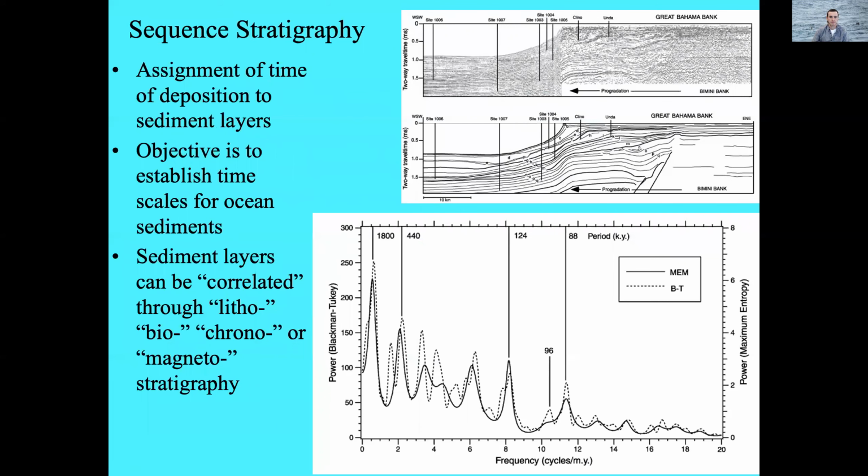So the way you do this is through sequence stratigraphy. So here we have a cross section of the Great Bahama Bank, and there are all these little sediment layers that you can see in these lines. And so using multiple cores drilled down, each of these lines represents a different drill site, you can try to establish uniform time periods between the layers measured. And the way you can do that is by using different types of correlation. So either lithostratigraphy, biostratigraphy, chronostratigraphy, or magnetostratigraphy.